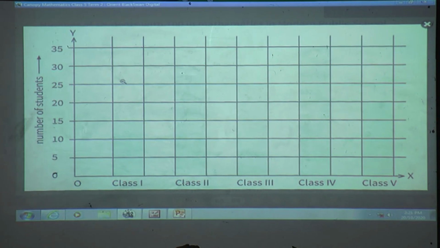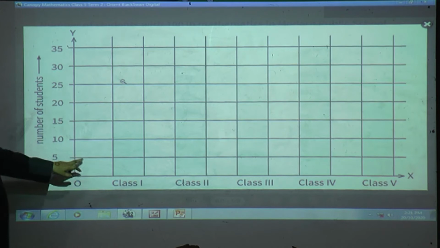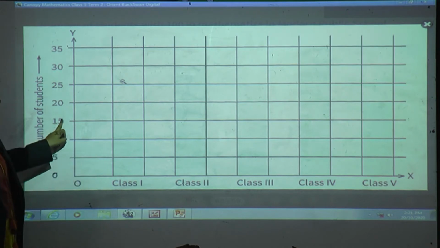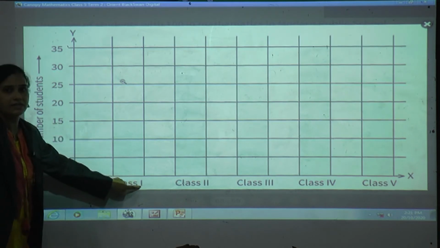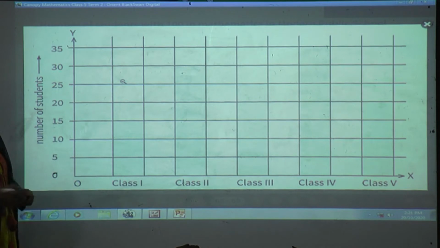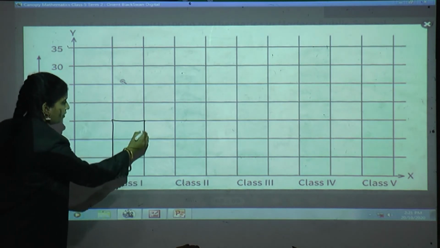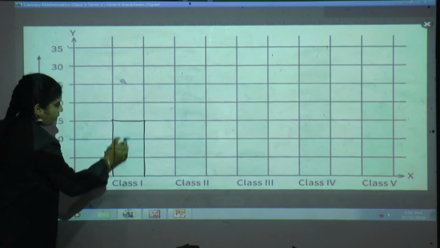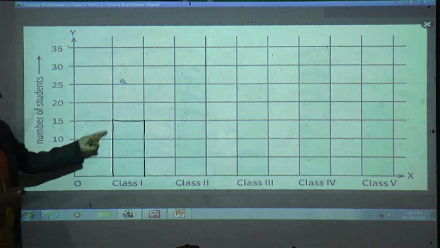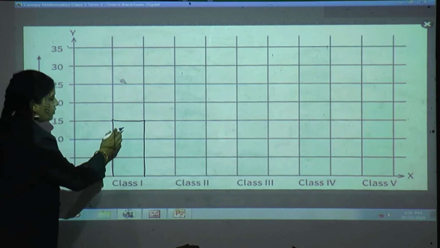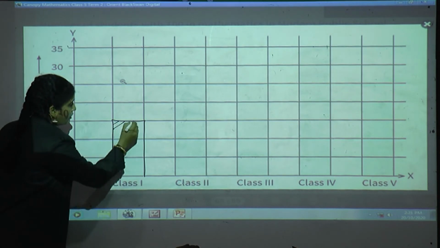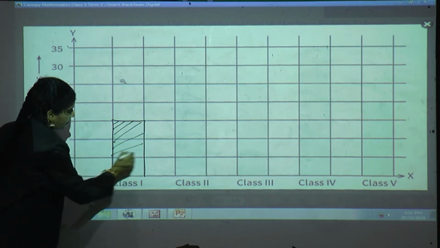Now see class 1. In class 1, 15 students got 100 marks. So that's why, see here, where is the 15? Here. And in class 1, 15 students got 100 marks. So, here we can draw the bar graph. This is a bar graph. So, I can color it or I can draw the lines.